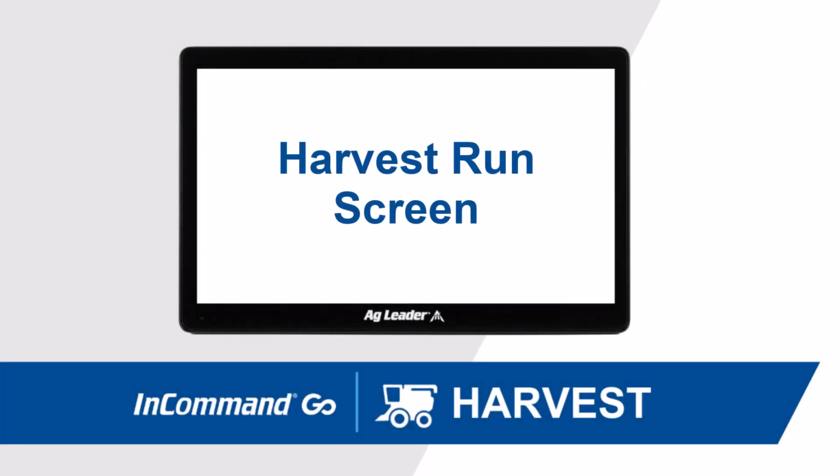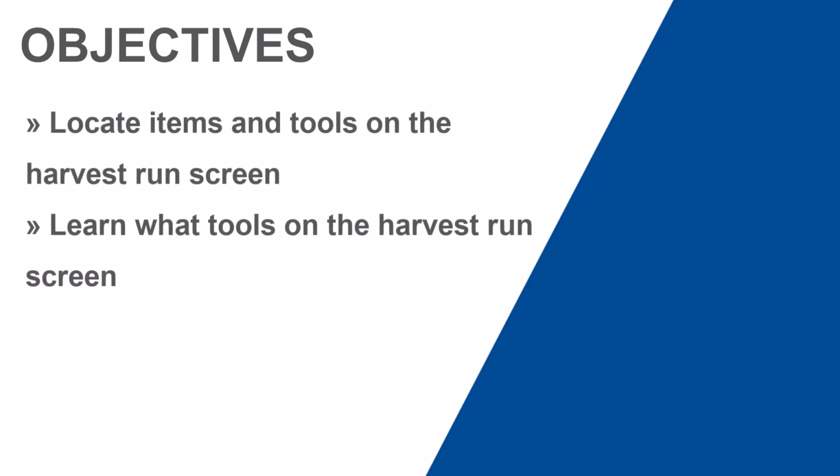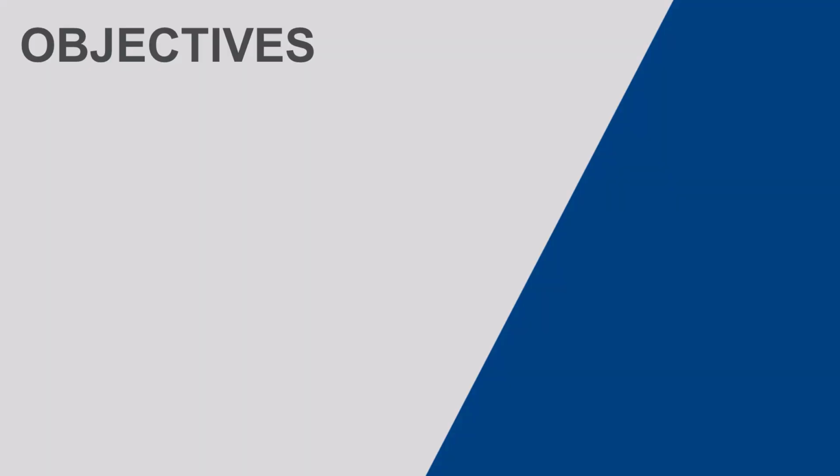In this tutorial, we will point out different items on the Harvest Run screen that can be very helpful when harvesting or troubleshooting. It is important to know where all these items are located to be able to properly monitor harvest functionality and be able to quickly identify issues.